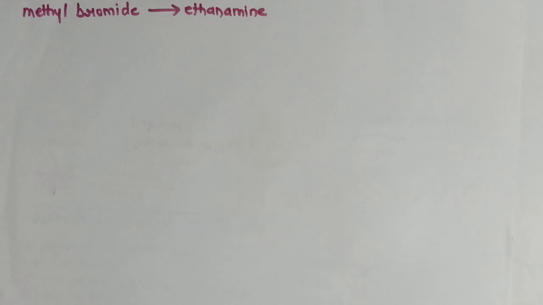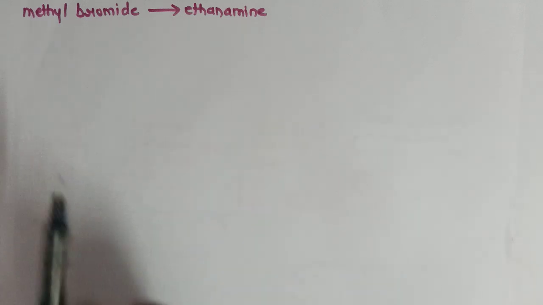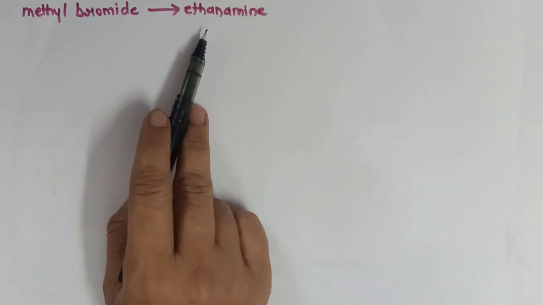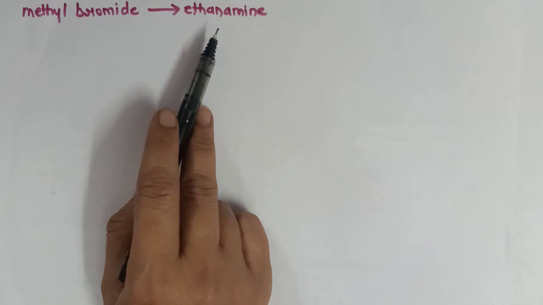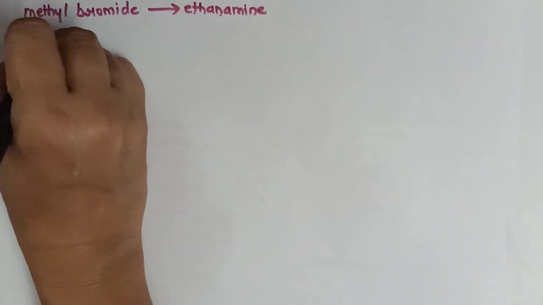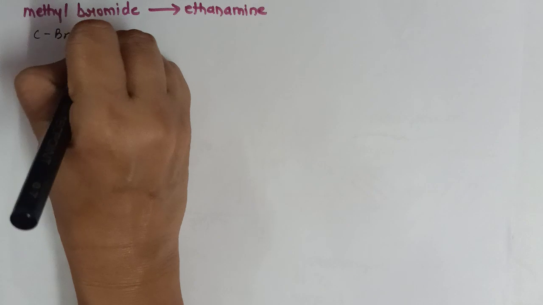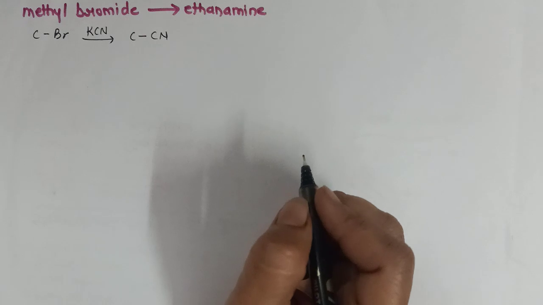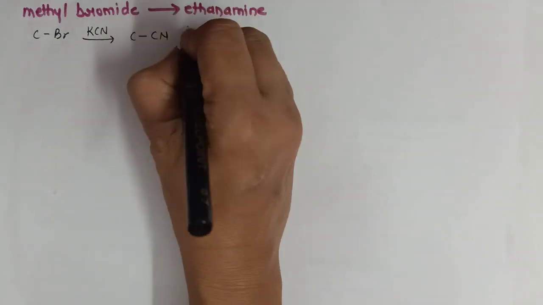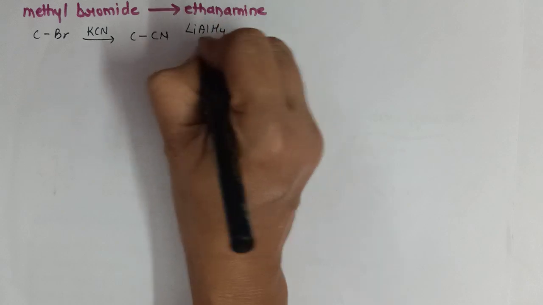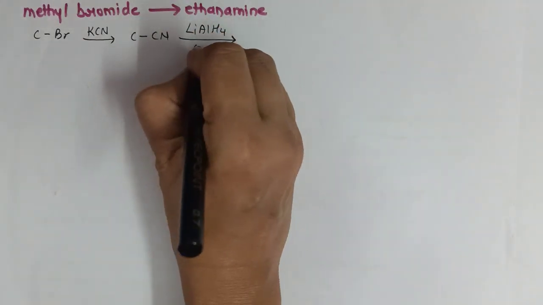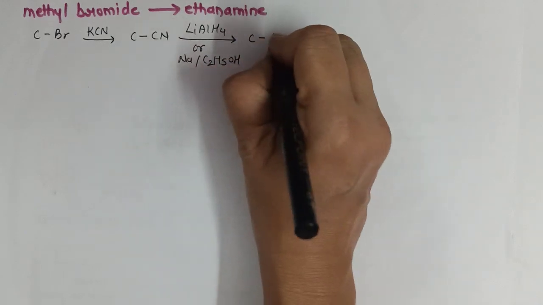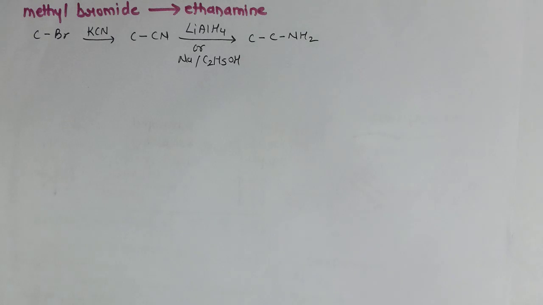The next conversion is methyl bromide to ethanamine. Now we have to increase one carbon atom. If you remember, I have told you that use of potassium cyanide helps to increase one carbon atom. So first of all, methyl bromide we will treat with potassium cyanide. We will get methyl cyanide, and then its reduction by a strong reducing agent like lithium aluminum hydride or sodium in presence of alcohol, which is Mendius reaction. Reduction will occur and we'll get ethanamine.